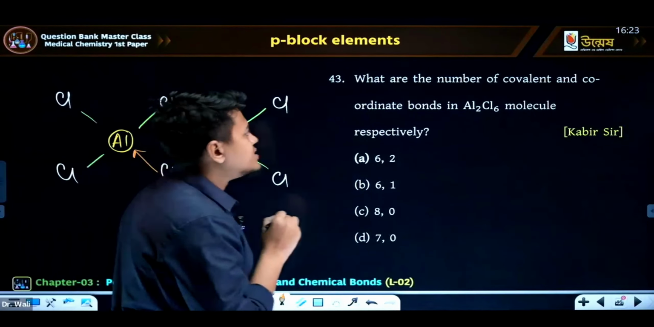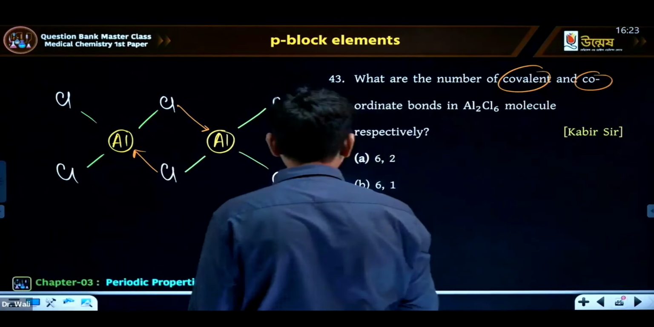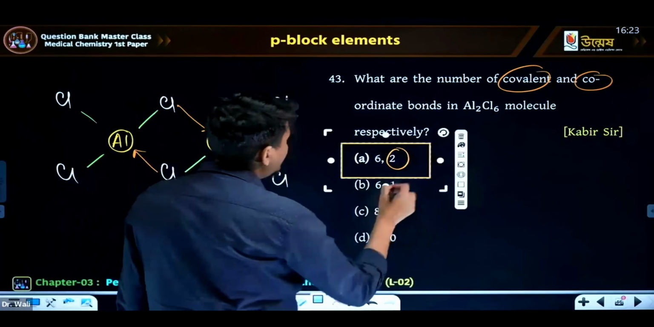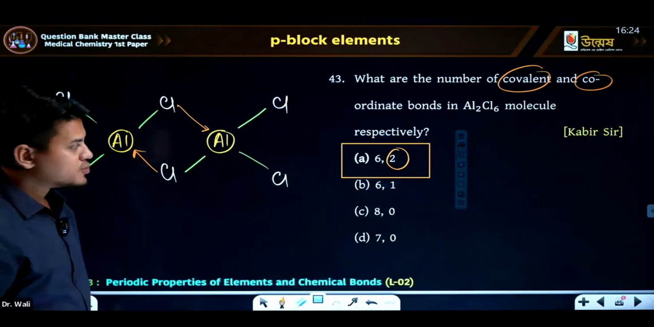Okay. Now the question is the number of covalent and coordinate bonds. So we can see the coordinate bond is only 2 in number. Rest of the options do not have any 2. So we don't even have to calculate the covalent bonds. We can easily say that option A is correct.